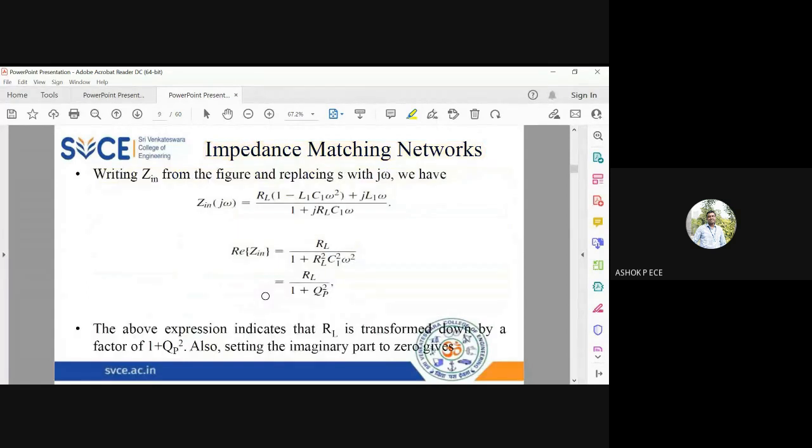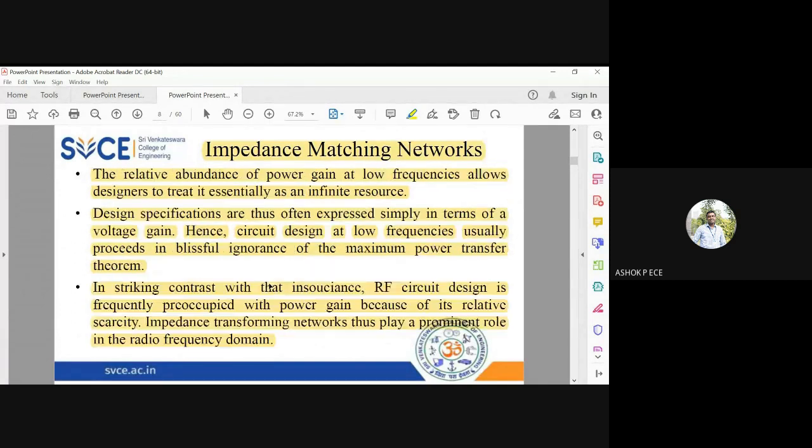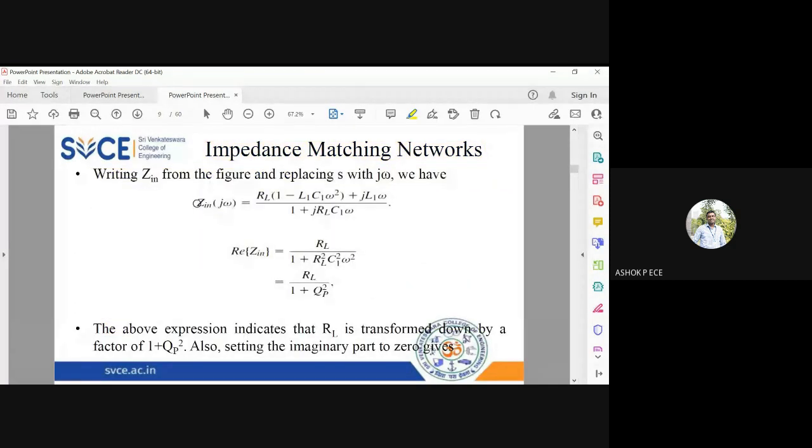When you find Z in from the circuit, you apply the impedance of the inductor, which is j omega L1, and the impedance of the capacitance, which is 1 by j omega C1. If you work it out, you can find this expression for Z in of j omega. When you take the real part, you will get this, and you know the quality factor is omega C1 RL. So you can write RL divided by 1 plus QP square.